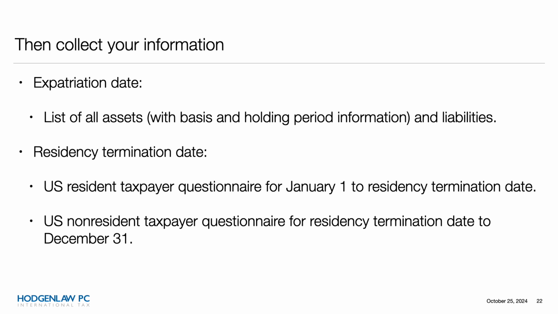For the residency termination date, you can use your U.S. resident taxpayer questionnaire for the period from January 1 to the residency termination date, and for the residency termination date to December 31, you can use your U.S. non-resident taxpayer questionnaire when you're gathering information. So you're kind of having your client fill out two different questionnaires as if they were two different tax years, just kind of smashed together into one.